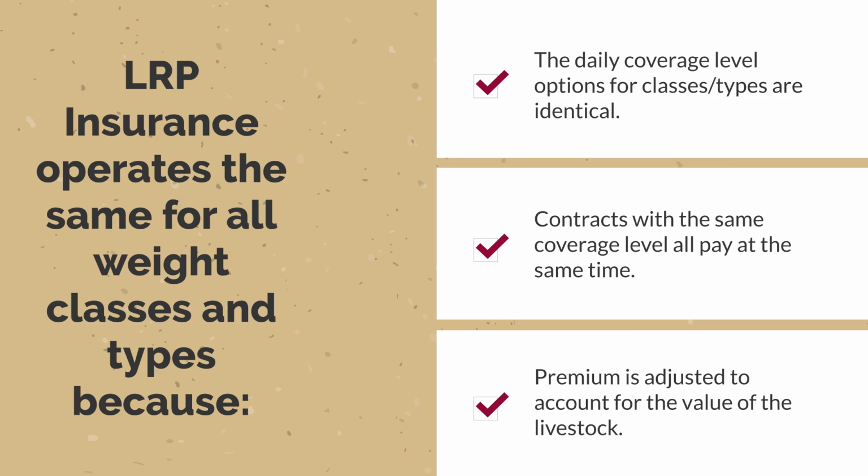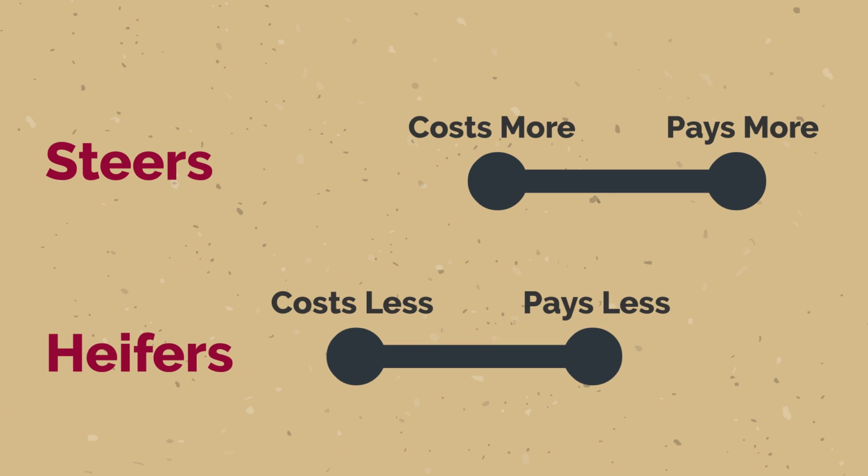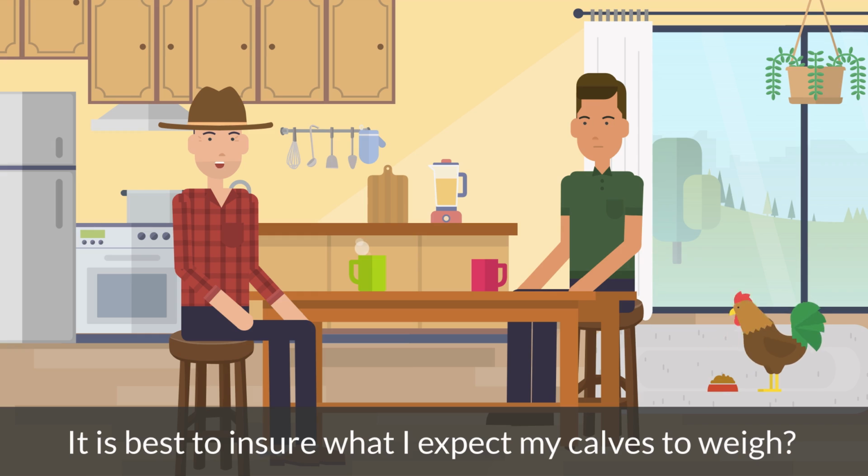Further, the premium will be reduced or increased nearly identically to any adjustments in value. For example, if you insure heifers, the cost is about 10% less than steers, and when the LRP contract pays, it will pay about 10% less. So basically, I should just insure the animals I have where I expect them to weigh at the end of the insurance contract, and it all works out the same?